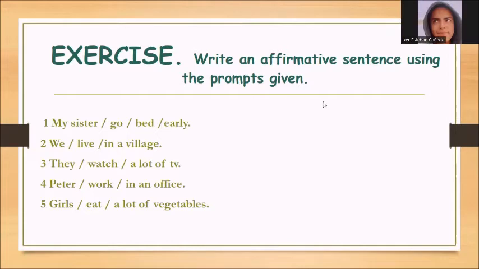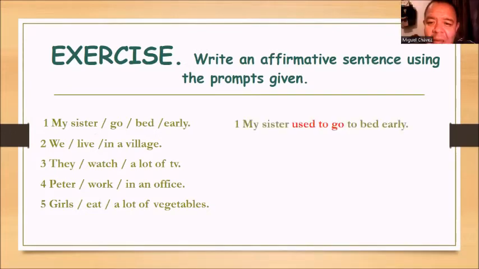Iker, can you help us? Used to. But say it complete. My sister used to go to bed early. Okay, my sister used to go to bed early. We cannot use here did because remember that the main verb is used to. Okay, and any person is going to be used to, followed by the infinitive. We are going to use did in negative and did in interrogative. Okay, thanks a lot, Iker.